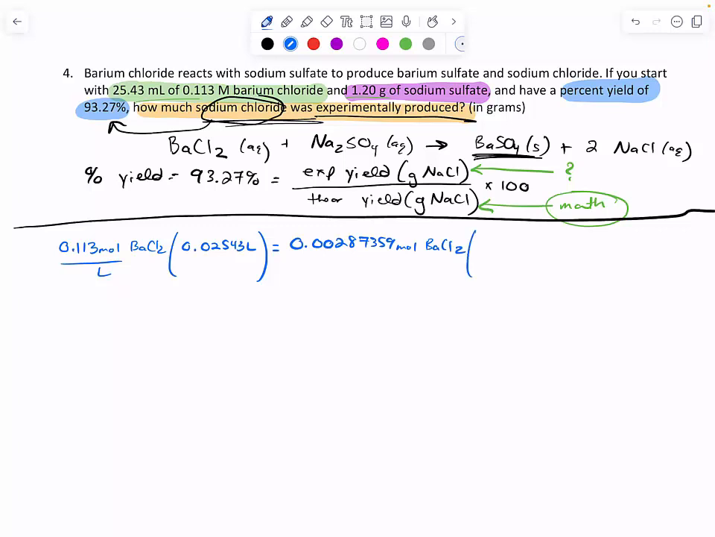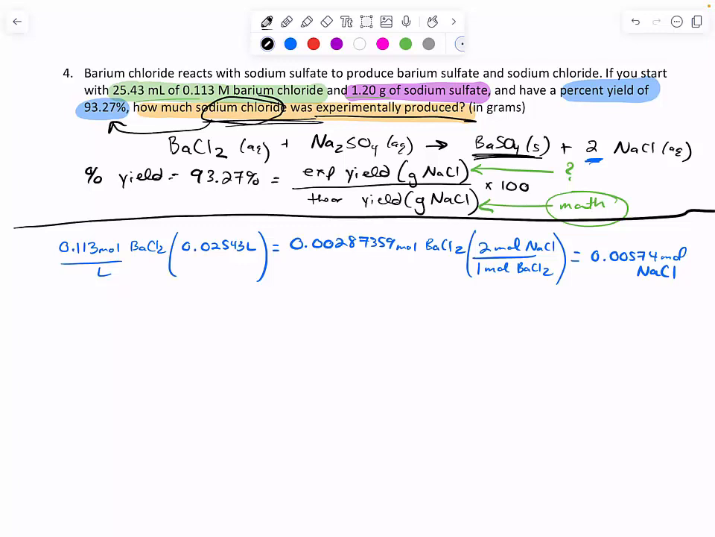So what's my balanced chemical equation? In this case, 1 mole of barium chloride to every 2 moles, because of our coefficient in front of sodium chloride, of sodium chloride. And that is going to give us 0.00574 moles of sodium chloride. But that's not a theoretical yield yet, because we need to make sure that that's not our excess reagent.